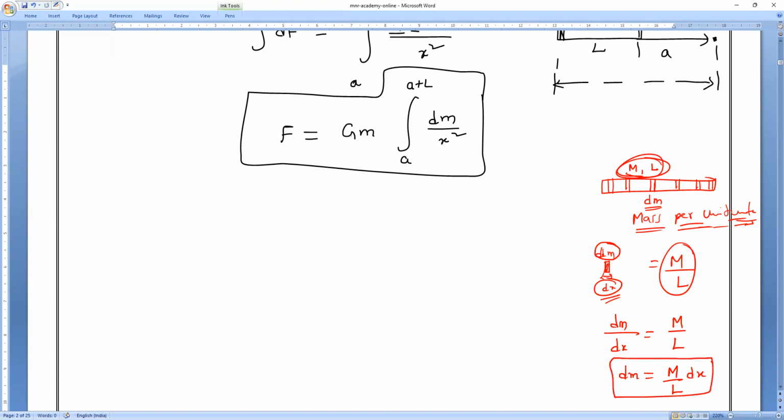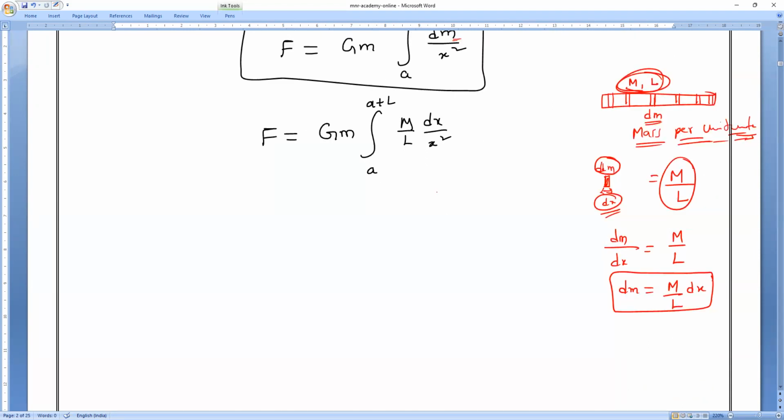So these things we have already done. Do you remember, brothers? Many questions we have done like this, taking a small volume and all. Yes or no, guys? Ryan? So now I will replace it. F is equal to capital G into small m, integration from a to a plus L. Understand, Laksha? So in place of dm, I will write M by L into dx by x square. Why am I replacing dm? Because is it possible to do the integration of dm with x square? Anybody? Because dm is a different term and x is a different term. So we have to modify dm into what term? The x term, the dx term. Then only you can do the integration.